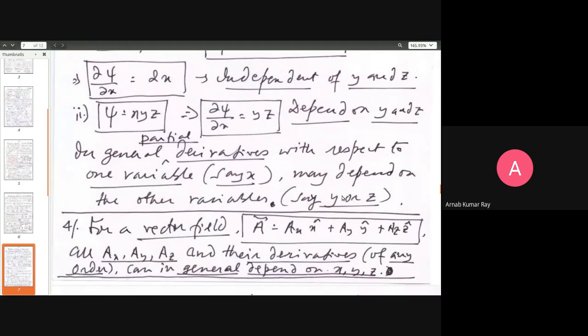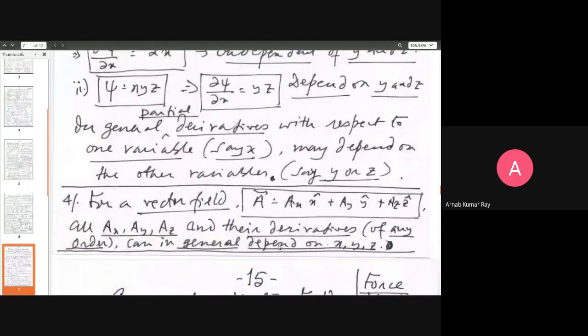So for a vector field, as I have mentioned, all of Ax, Ay, Az and their derivatives of any order can in general depend on x, y, z.